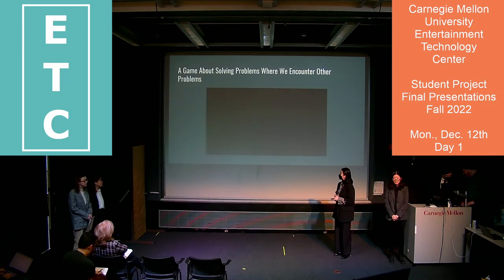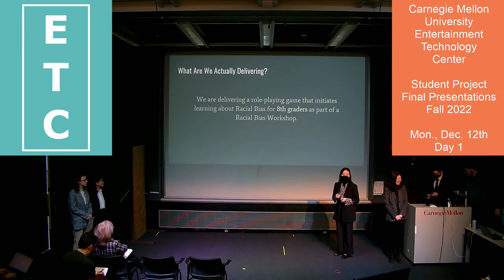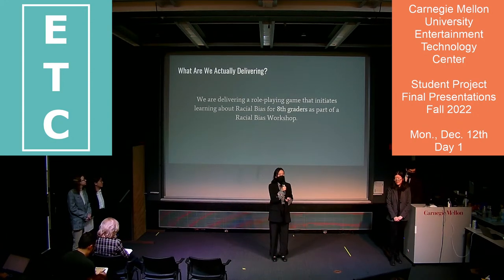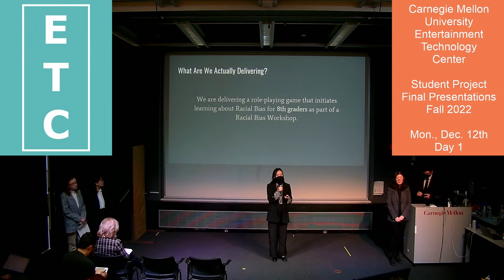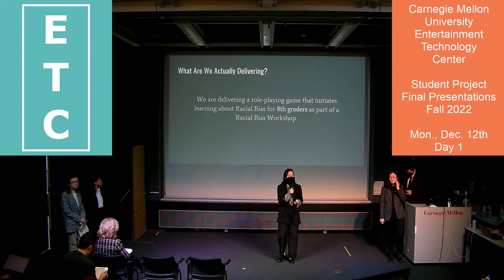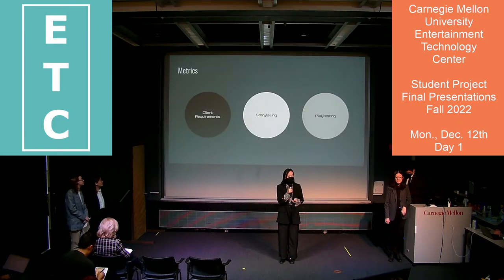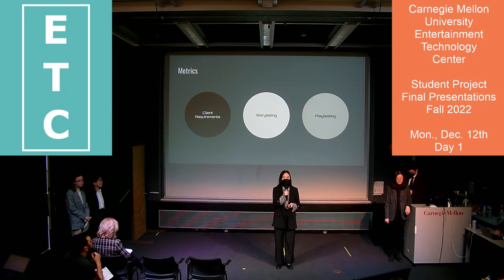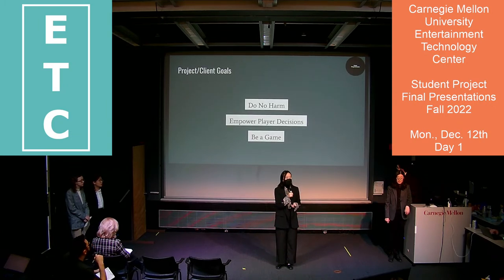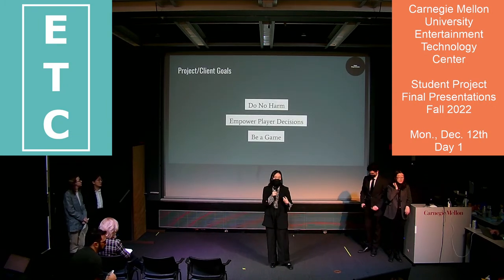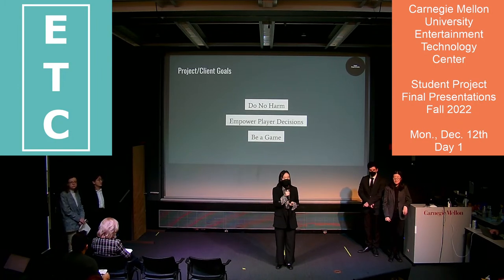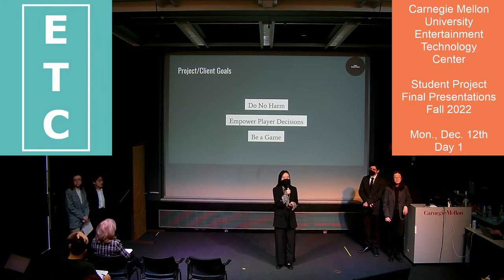So what we are actually delivering is a role-playing game that initiates learning about racial bias for eighth graders as part of a racial bias workshop. In our matrix are client requirements, storytelling, and playtesting. Based on our meetings with our client John, the first priority of the project is do no harm, because racial bias is a really sensitive topic.